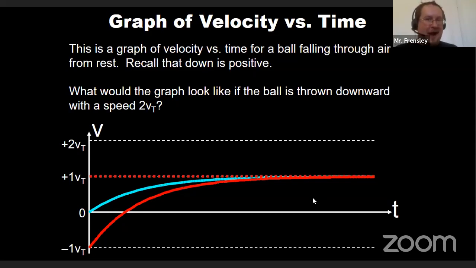So no matter how the ball's initial motion is projected, the graph of velocity versus time will be a curve with the same concavity everywhere that asymptotically approaches the terminal downward velocity. If you got all these correct, then congratulations, you are not the missing link.